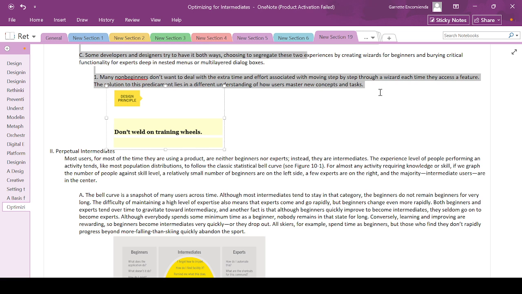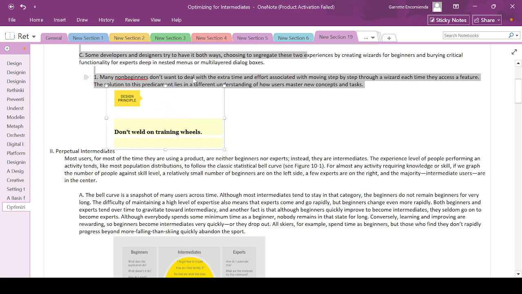So some combination of developers and designers try to have it both ways, choosing to segregate these two experiences by creating wizards for beginners and burying critical functionality for experts deep in nested menus or multilayer dialog boxes, ultimately making the product not useful and not serving the design principles and the goals that we try to achieve in the first place. Again, we're trying to make our product useful so that we can be successful as designers.